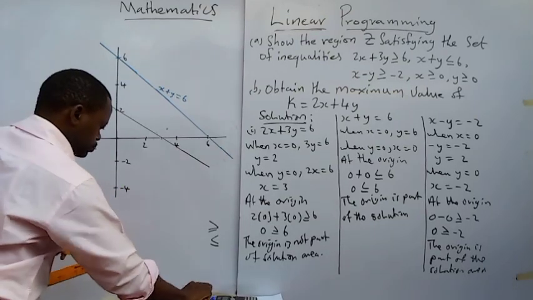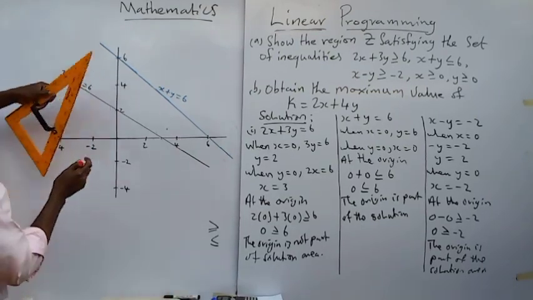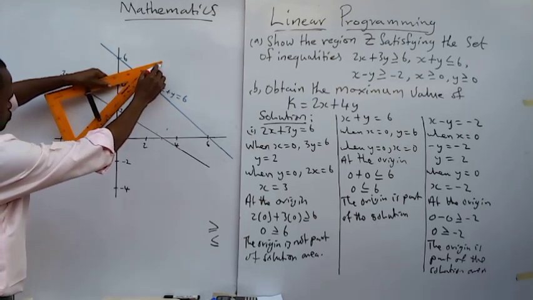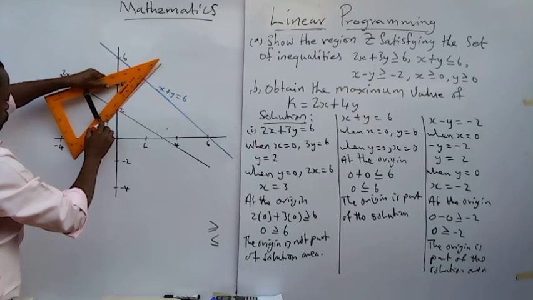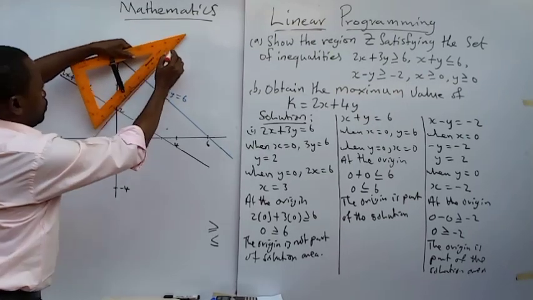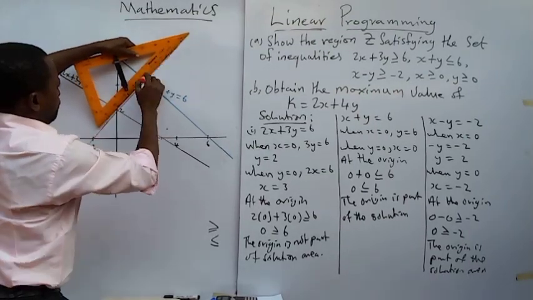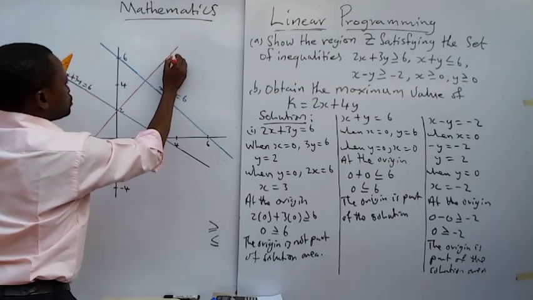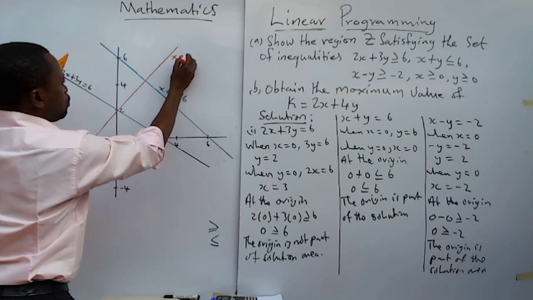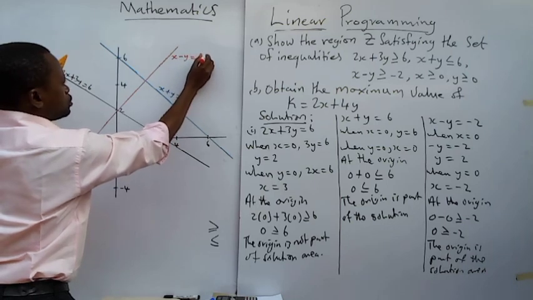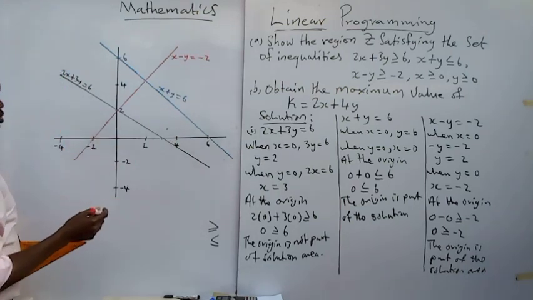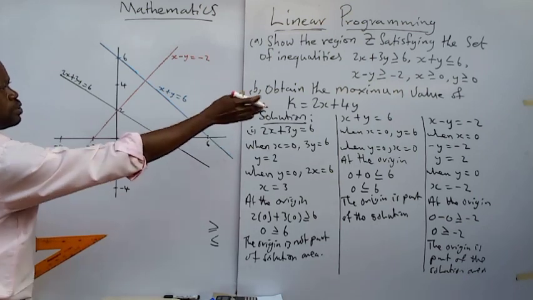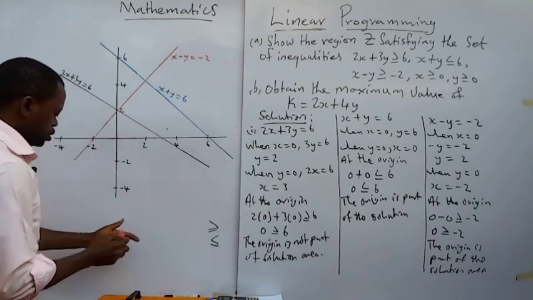Let me use another. Okay, that is x minus y equals to minus 2. Okay, I think we can see clearly the differences in them. What else? We were told as well.